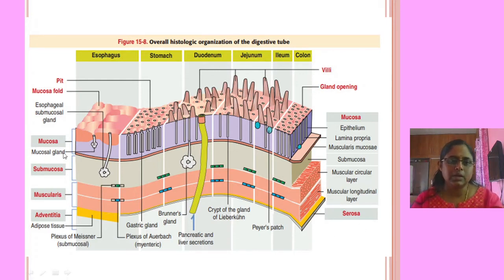Now we shall learn about each individual layer: how it is formed, what types of cells are present in the mucosa, submucosa, muscularis externa, and serosa, and how it is placed in each individual region of the digestive tube.